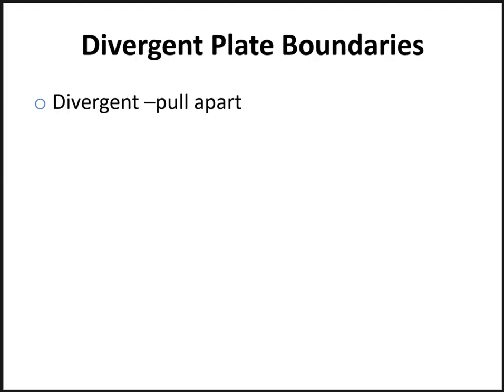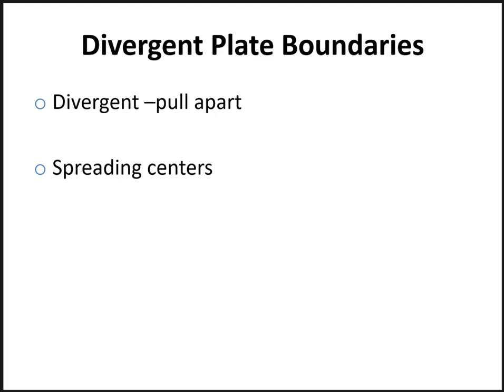The first type of plate boundary we're going to discuss is divergent plate boundaries. Divergent just means pulling apart. This means that they are moving away from each other. Divergent boundaries are also called spreading centers because seafloor spreading occurs at these boundaries.